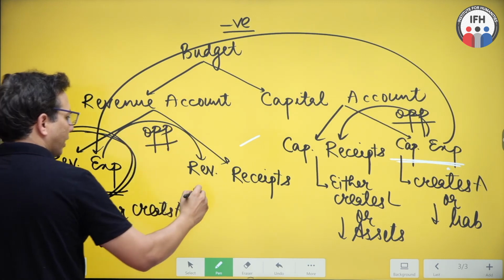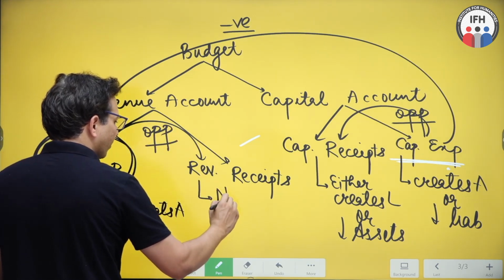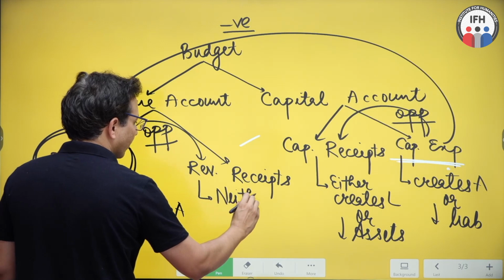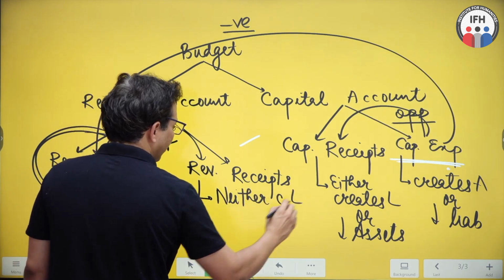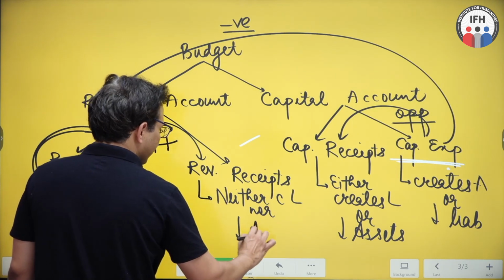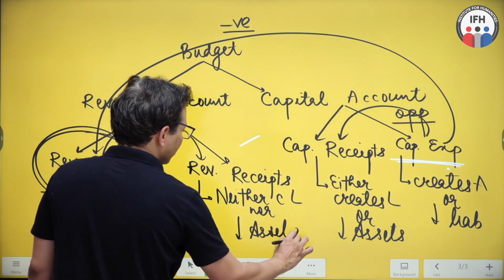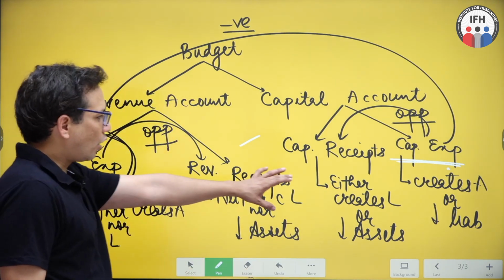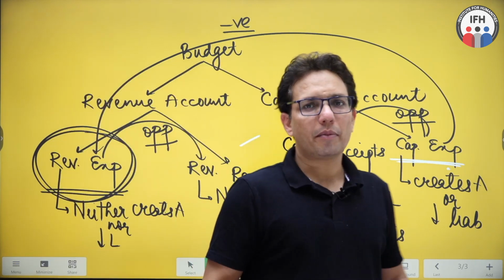So which neither creates liabilities nor reduces the assets. Alright. So that is how we memorize them. That is how we remember them.